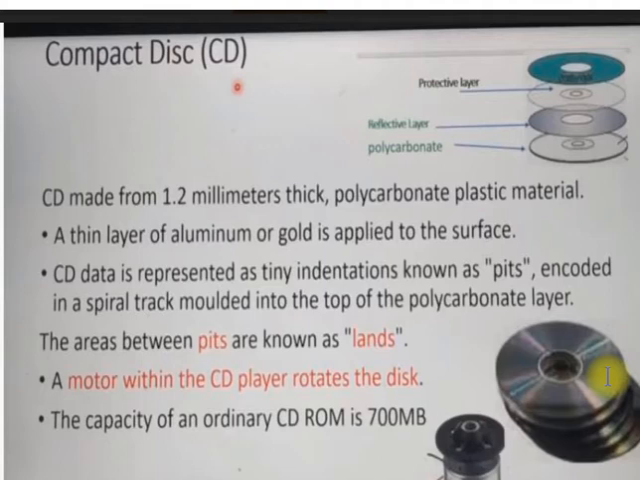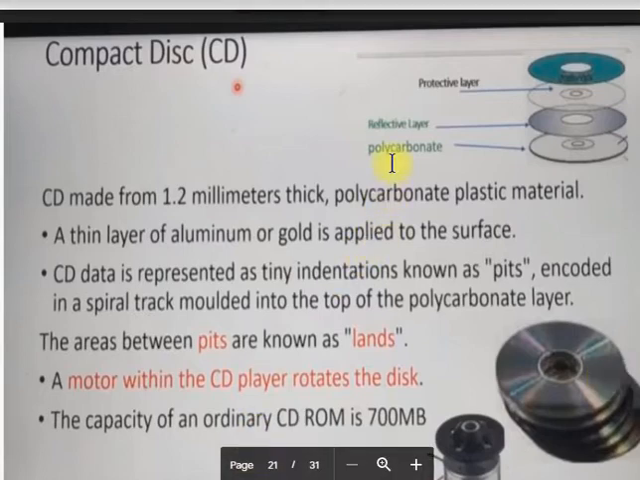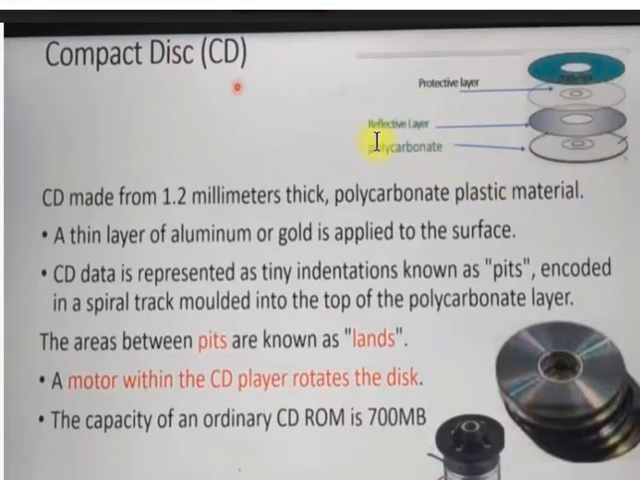Okay, but a CD is divided into three layers. The bottom layer is called the polycarbonate layer. The upper layer of the polycarbonate is called the reflective layer, and then the top layer is called the protective layer. So right now you have a clear idea about this CD. A CD is divided into three layers: polycarbonate layer, reflective layer and protective layer.